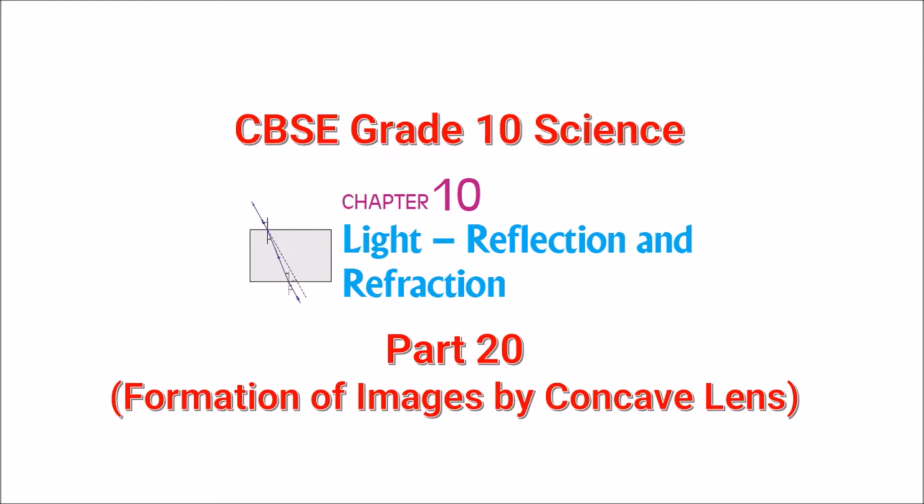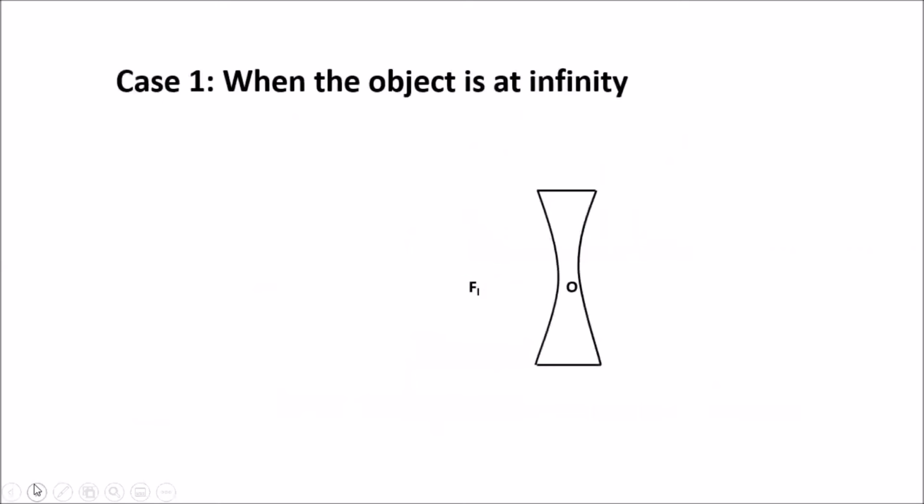In the previous video, if you would have seen, we discussed the rules for formation of images by concave lens, and now we will understand how to use those rules to draw the ray diagram. For the concave lens, we will have only two cases: case one, when the object is at infinity, and case two, when the object is anywhere between optical center and infinity.